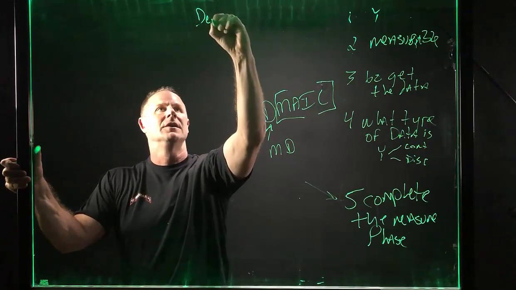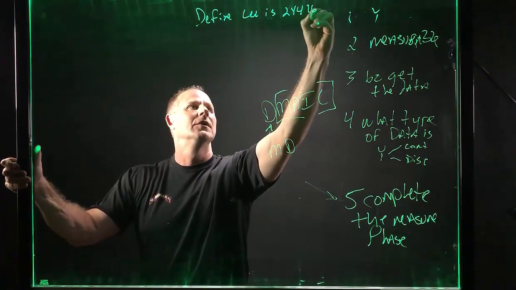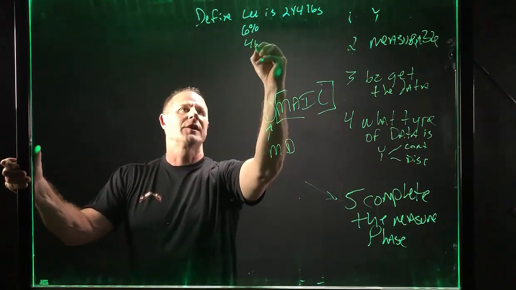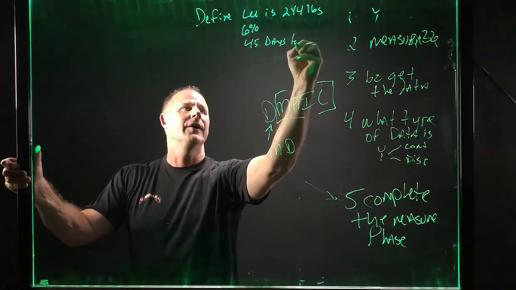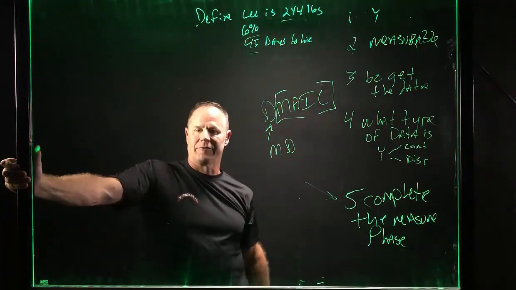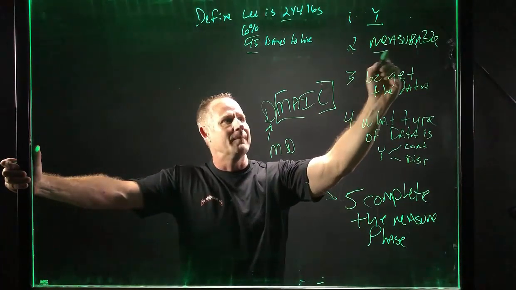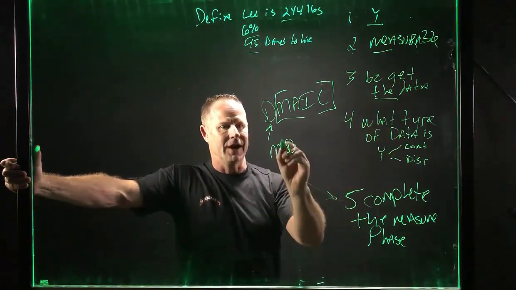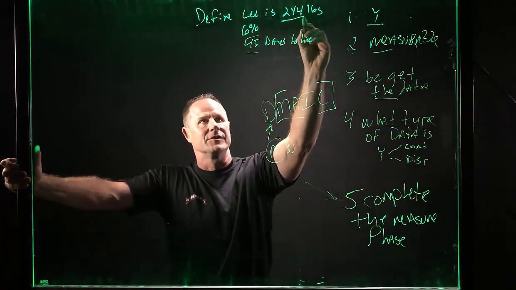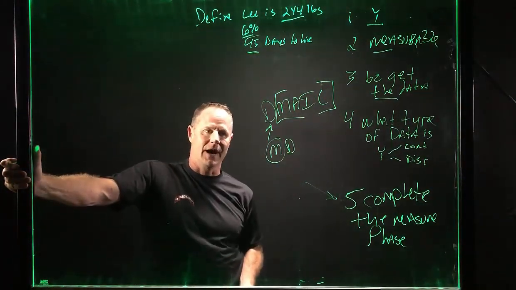The define phase, you would say Lee is 244 pounds. Or you would say absenteeism is 6%. Or you would say it takes 45 days to hire. The problem with that is, where did you get this data from? You didn't magically just have it. You had to go identify the Y, make it measurable, get the data, and then you had to complete at least some analytical analysis of the data to determine what Lee's average weight is, what is the average employee absenteeism, and how many days does it take to hire somebody.